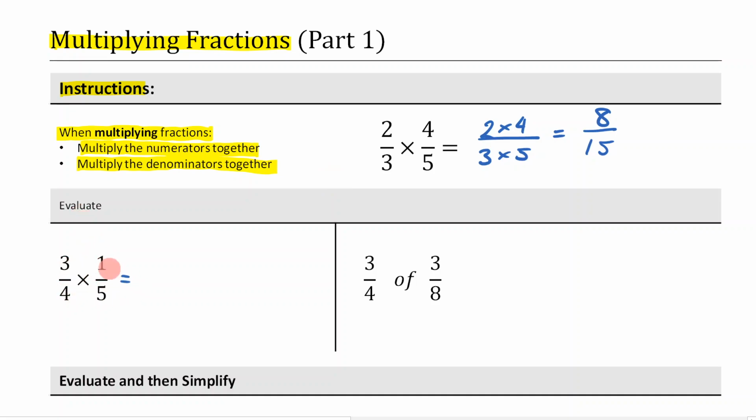Well, we just multiply the numerators together. 3 times 1 is 3. 4 times 5 is 20. And I'm done.